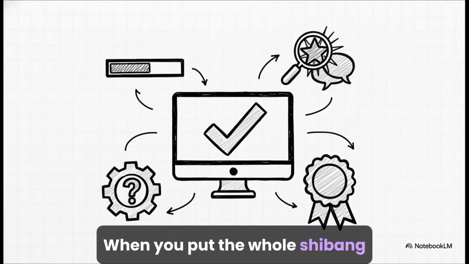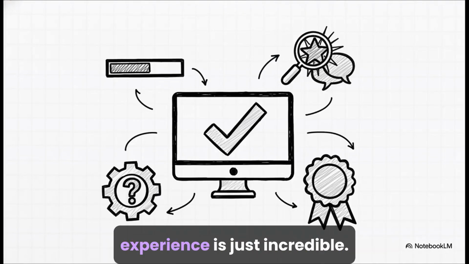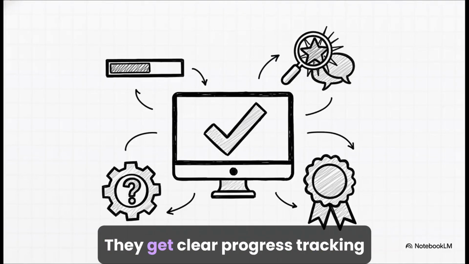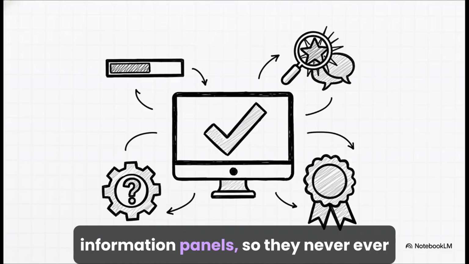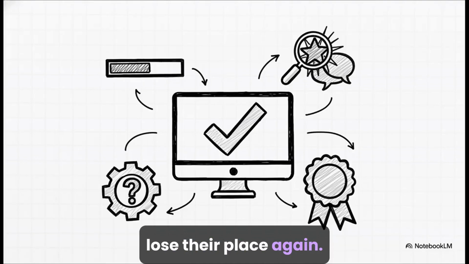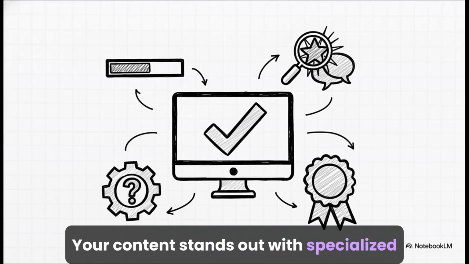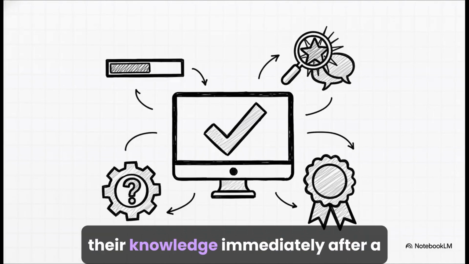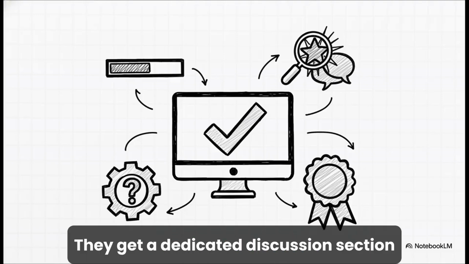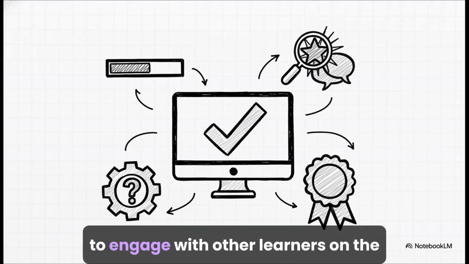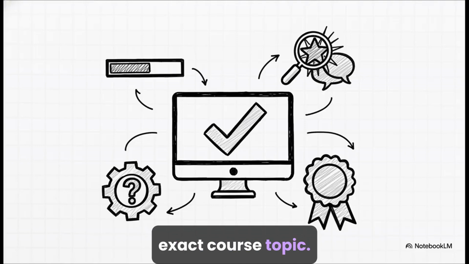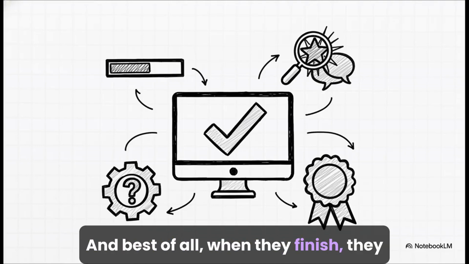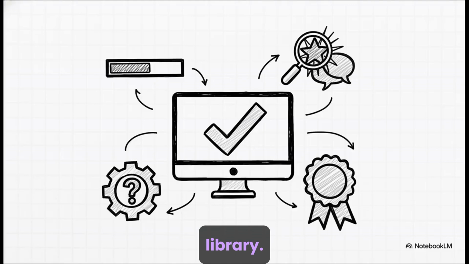When you put the whole shebang together, the payoff for the student experience is just incredible. They get clear progress tracking information panels so they never ever lose their place again. Your content stands out with specialized course badges right in search. You can add interactive quizzes to test their knowledge immediately after a specific video. They get a dedicated discussion section to engage with other learners on the exact course topic. And best of all, when they finish, they earn a completion badge right in their library.